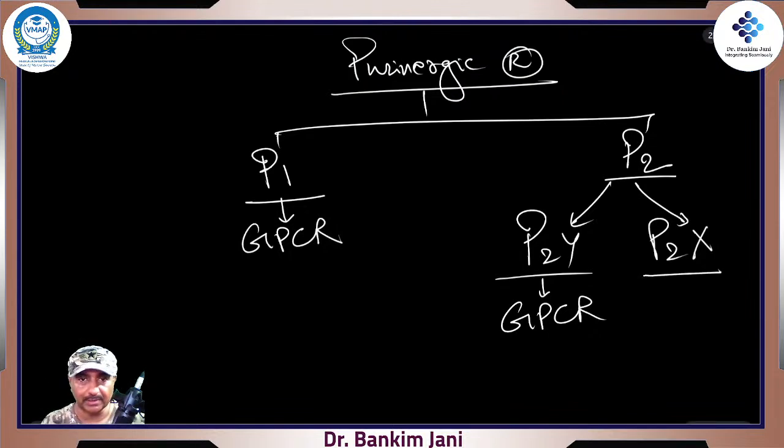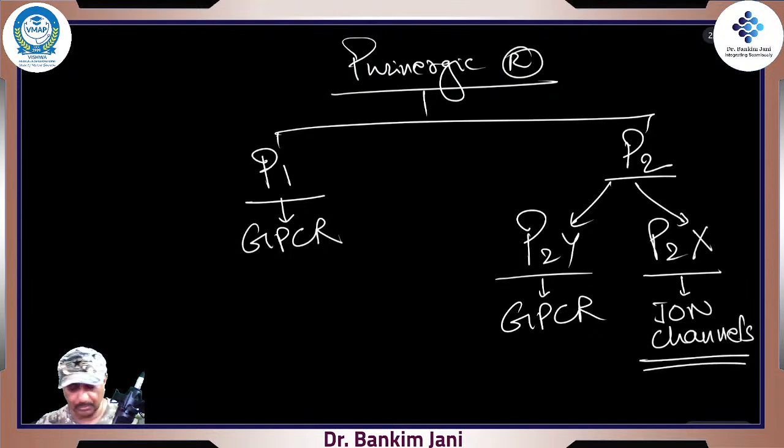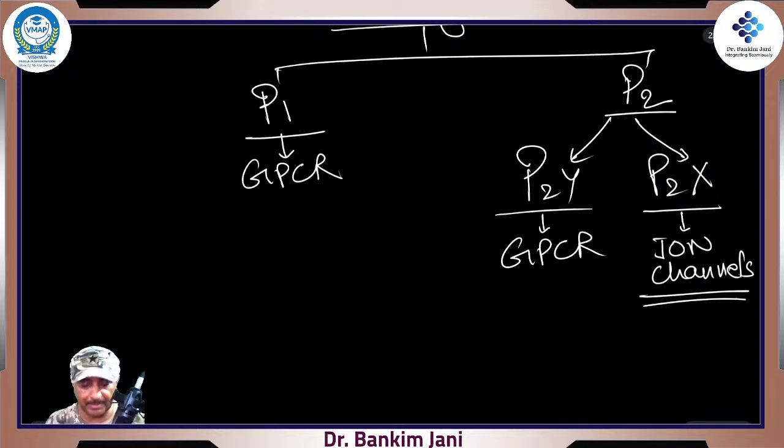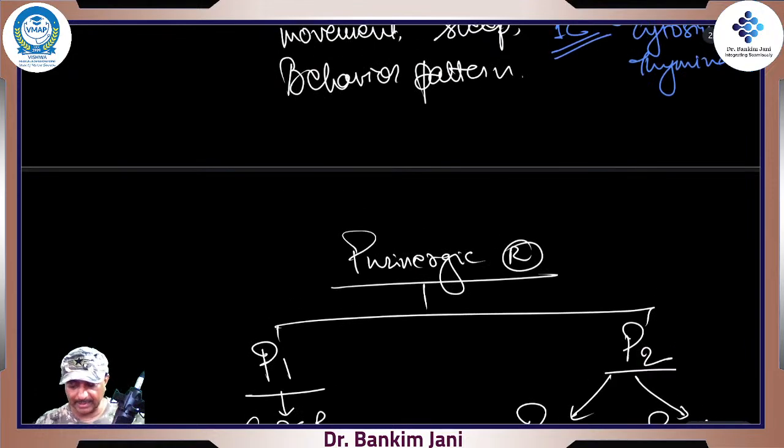P2X, that is special. These are ion channels, right? So those who are sensitive to ATP. And in this GPCR, ATP will play a major role. While in these ion channels, yes, here also ATP will play a role, but the process changes. The method changes. So these are the basic classifications of all the types of receptors, right?